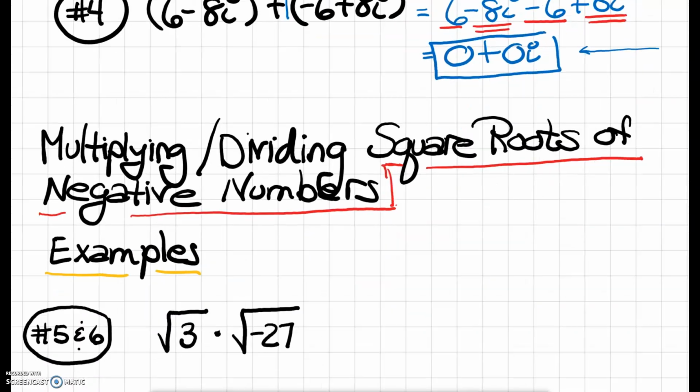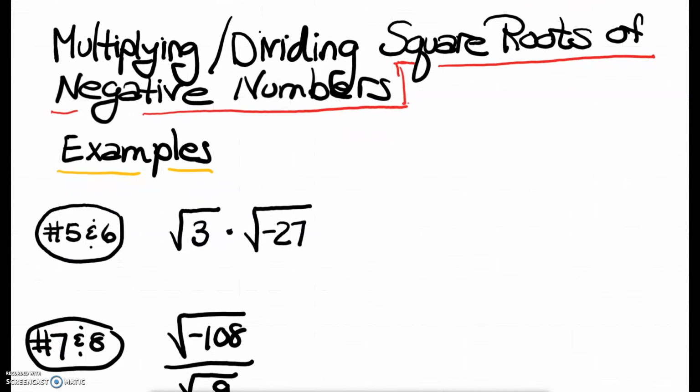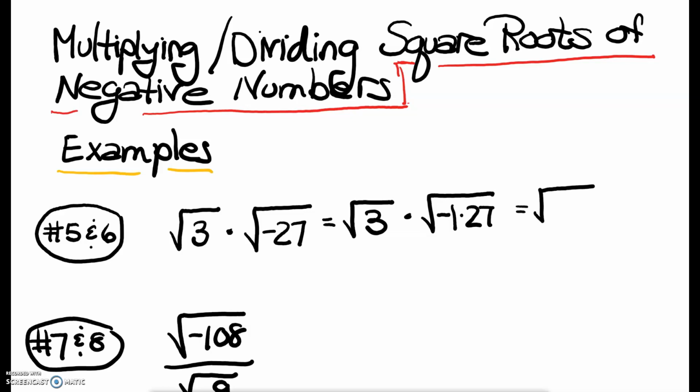So now let's go ahead and multiply and divide square roots of negative numbers. So in yesterday's video, I said you always, always, always take that negative out. So in this example, we have 3 times, I'm taking that negative out of that negative 27. And then I'm going to actually do my multiplication. So what's 3 times 27? That is 81.